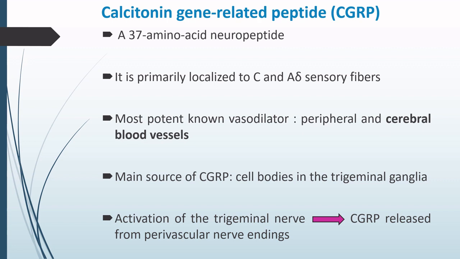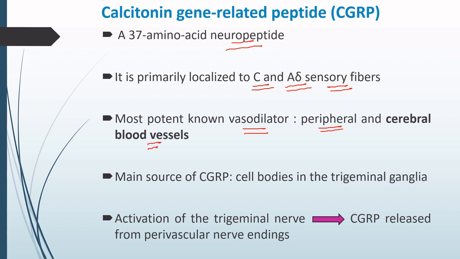To start with, let us have a discussion on the calcitonin gene related peptide or CGRP. Now this CGRP is a 37 amino acid neuropeptide. The action of the CGRP is mainly localized to the C as well as the A delta sensory fibers. Now this CGRP is the most potent known vasodilator in the human body, and it dilates the peripheral as well as the cerebral blood vessels. Now we all know that the dilation of the cerebral blood vessels is the main pathogenetic mechanism which ultimately leads to the development of migraine.